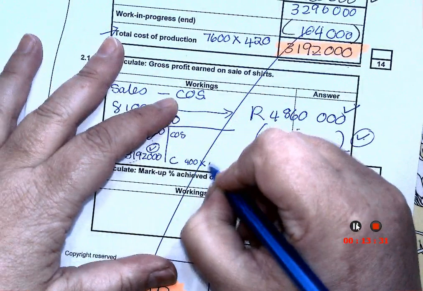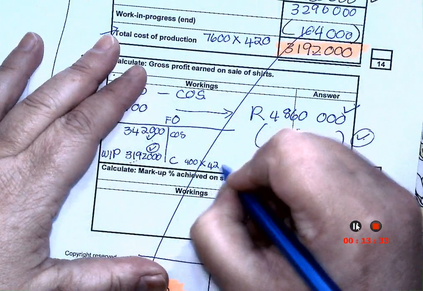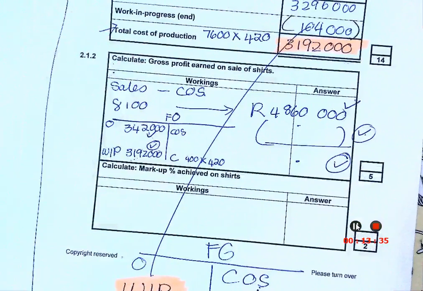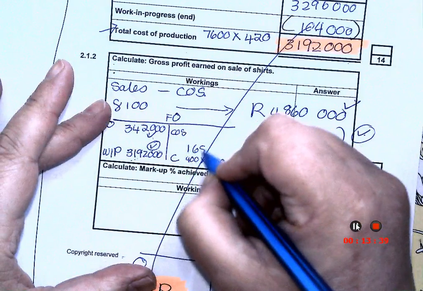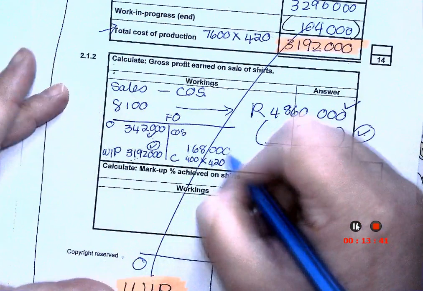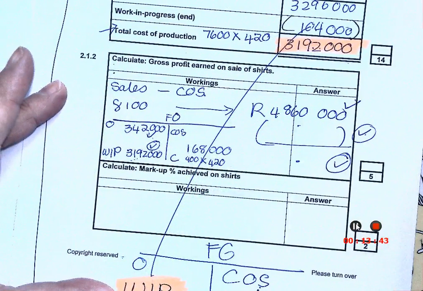times 420. And that's going to give me what? 1. And then I balance. You see? And what's my cost of sales then?